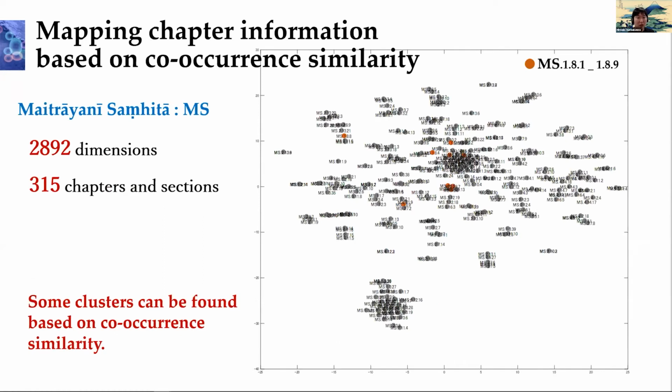Okay, so this is a result of mapping 315 chapters and sections information based on the co-occurrence similarities. The point represents the chapter and section of MS. And in this figure, the point of MS 1.8 is colored in orange.